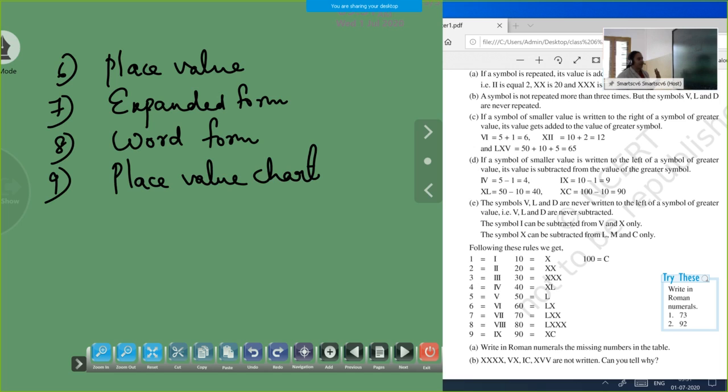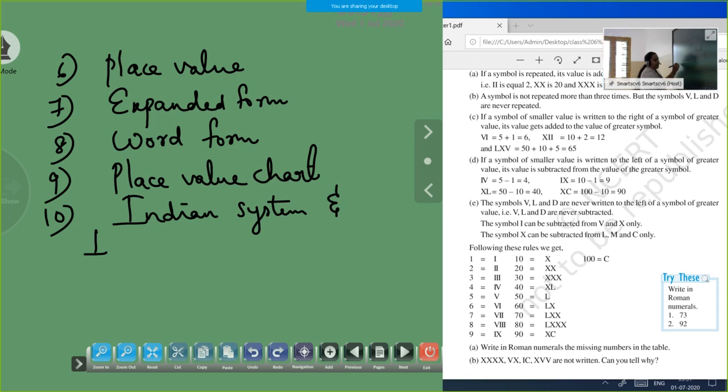Then after the place value chart, we studied the systems of numeration, the number systems. How many number systems are there? We studied the Indian place value system, the Indian system, and the international system. We studied these two. Then you have learned how to draw the place value chart according to the Indian system and according to the international system. That also you studied.